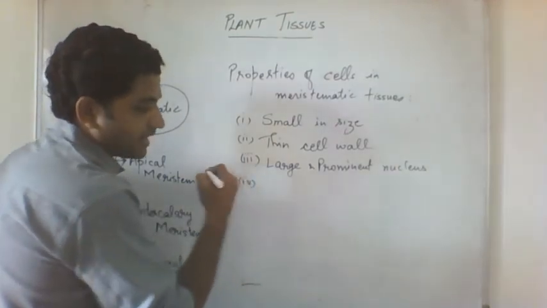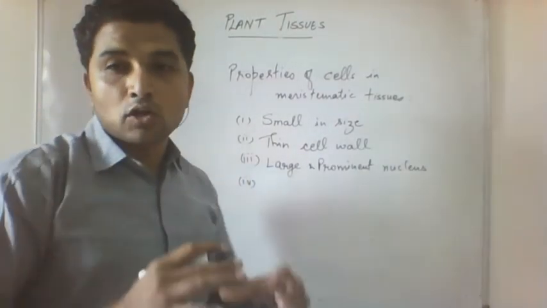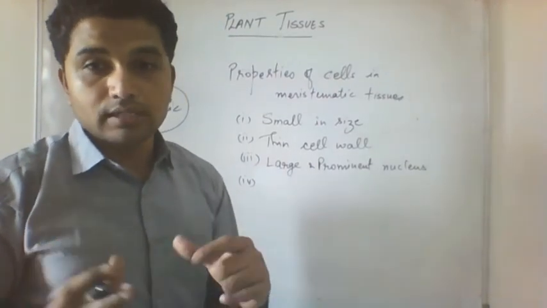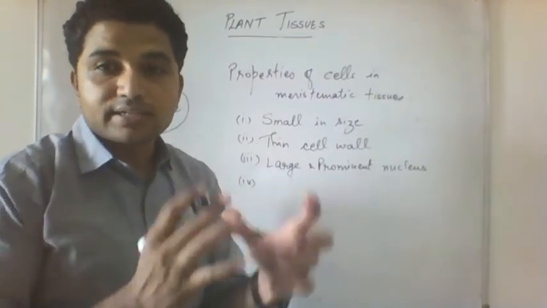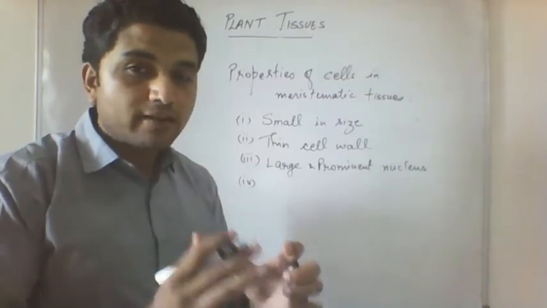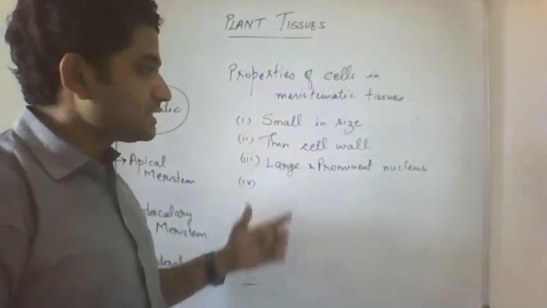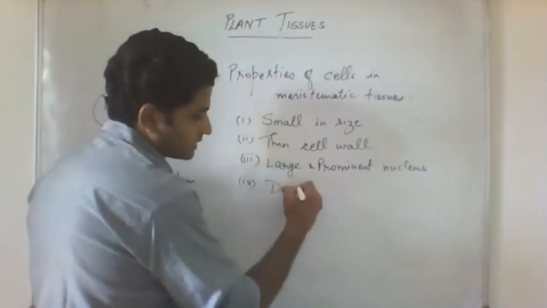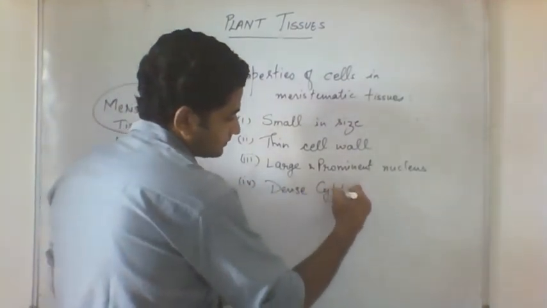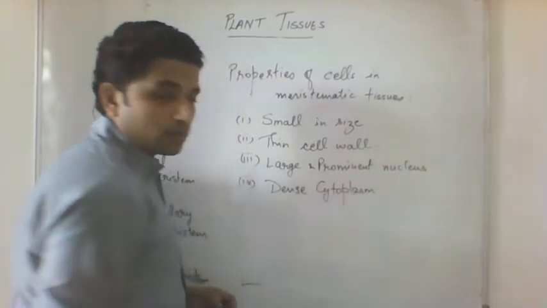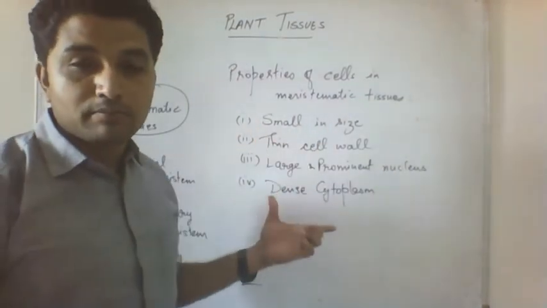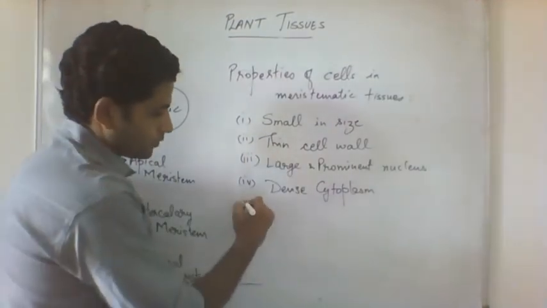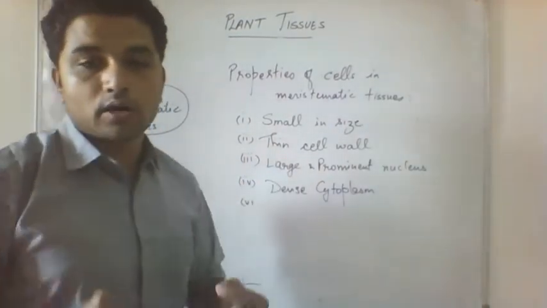And since they are dividing, a lot of chemicals, organelles and enzymes are present in the cytoplasm. Due to that, when you look into the microscope, these cells will show a dense cytoplasm. These are the major properties of these cells, and then one little, not so important property.